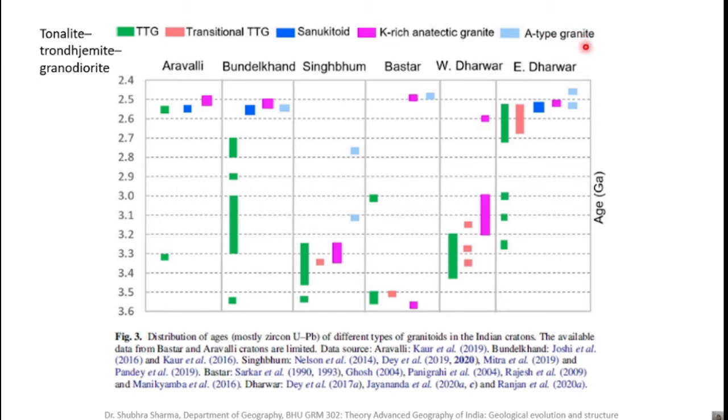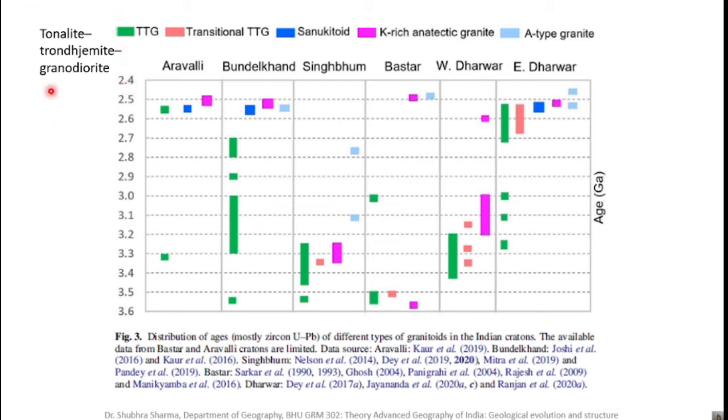You all know that granites are igneous rock types, and again you can sub-classify these rocks based on the dominance of a particular kind of mineral. So something could be potassium rich, something could be dominated by A-type granite. You don't need to go into the details, but you should know how the ages have been attained on the Archean craton.